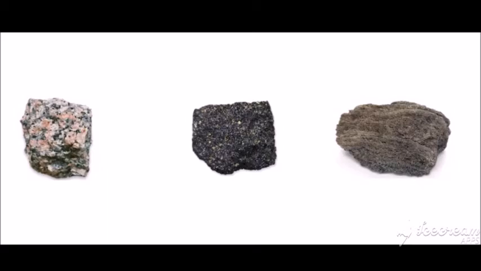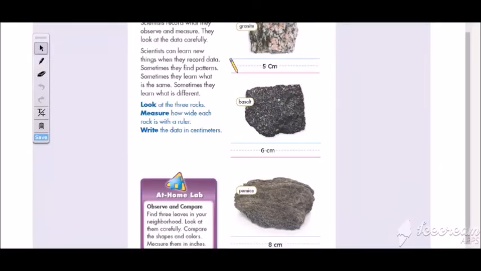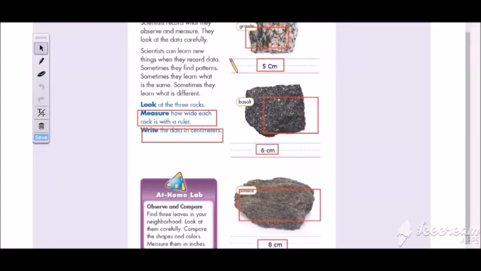Let's get back to the book. We have this question. It is asking you to measure how wide each rock is with a ruler. You can use your ruler to measure these rocks. Very well. And then write the data in centimeters. After we measure them, we found they are 5 centimeters, 6 centimeters, and 8 centimeters.